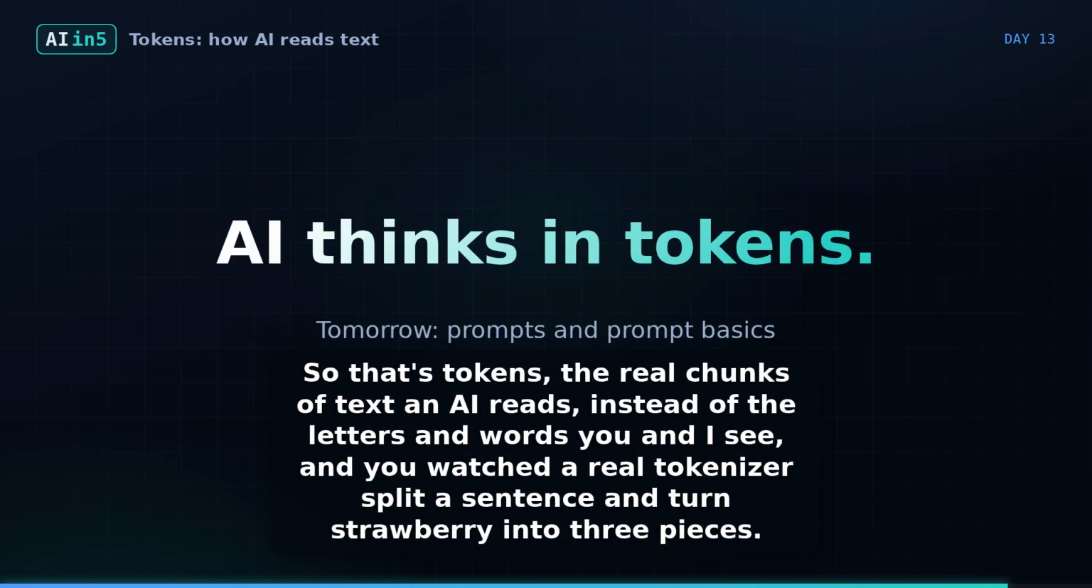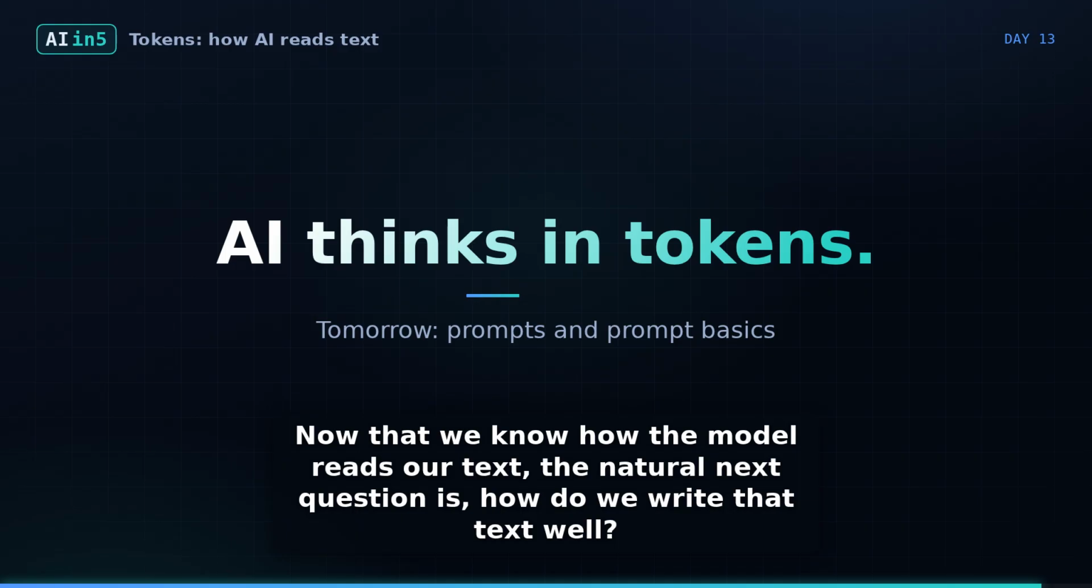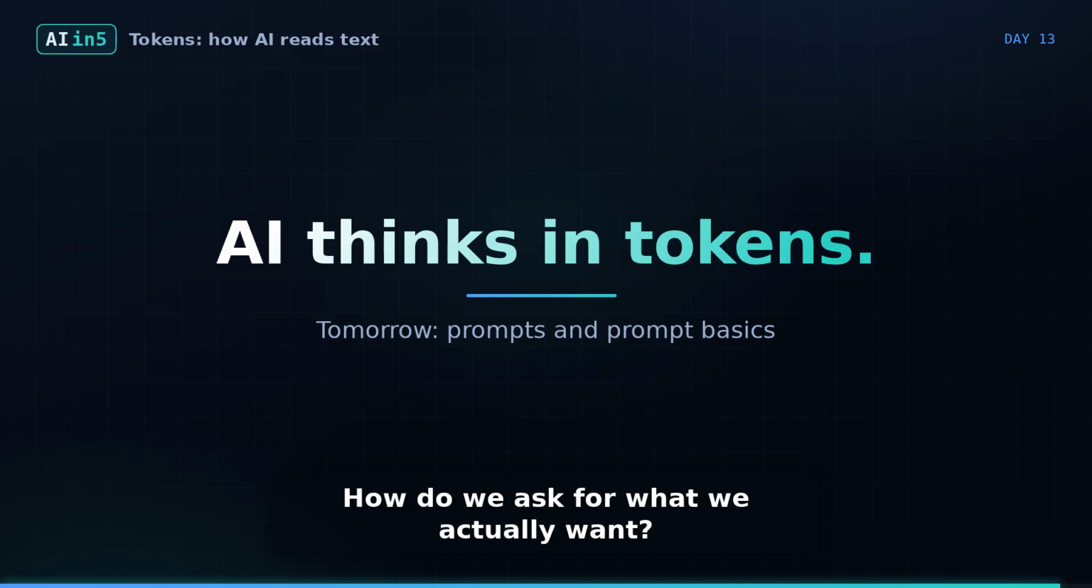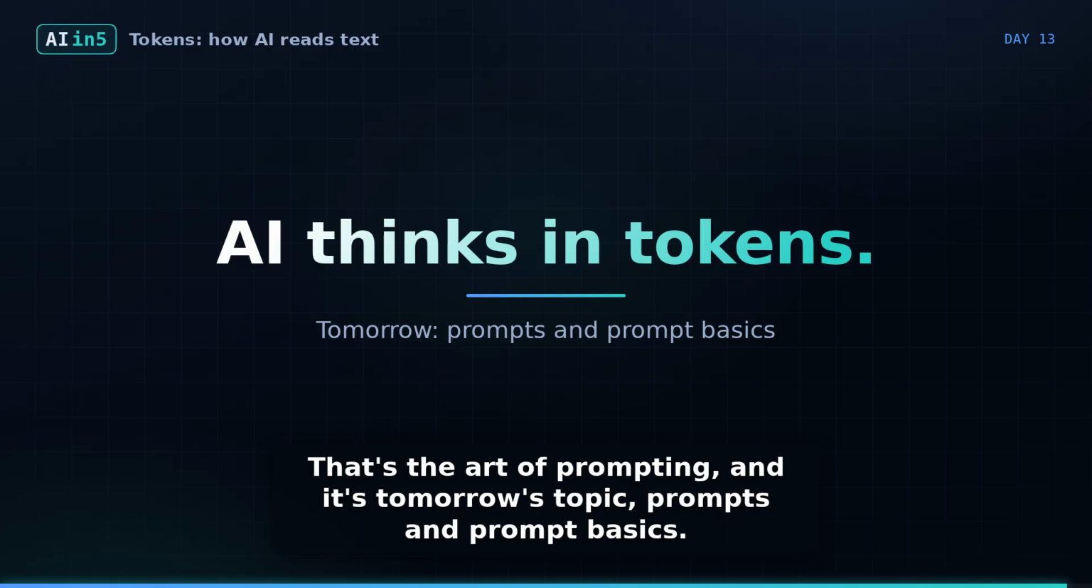So that's tokens, the real chunks of text an AI reads, instead of the letters and words you and I see. And you watched a real tokenizer split a sentence and turn strawberry into 3 pieces. Now that we know how the model reads our text, the natural next question is, how do we write that text well? How do we ask for what we actually want? That's the art of prompting, and it's tomorrow's topic, prompts and prompt basics.